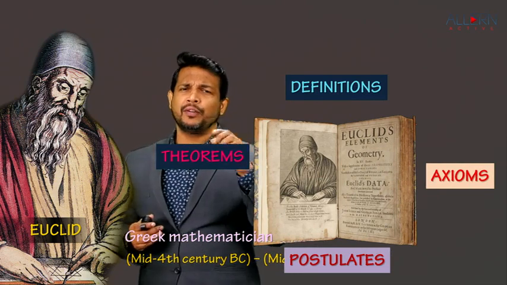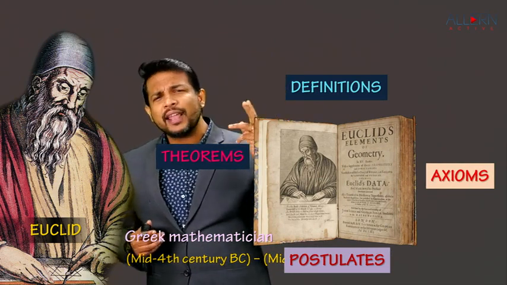Now you would be wondering, we know what definitions are, but what are axioms, what are postulates? Let's learn that. It's very simple. He made geometry very easy, and that geometry is called Euclidean geometry, which we learn today. Let's discuss something very interesting, very simple.